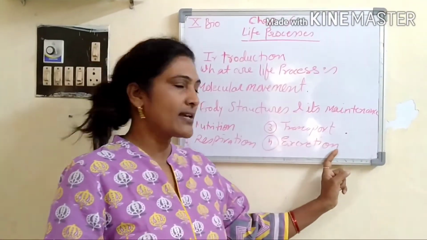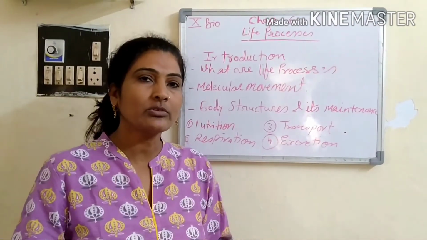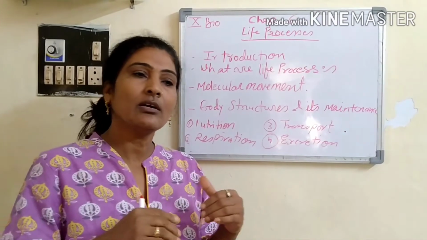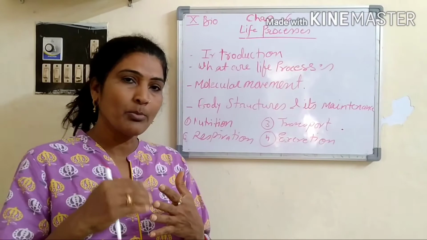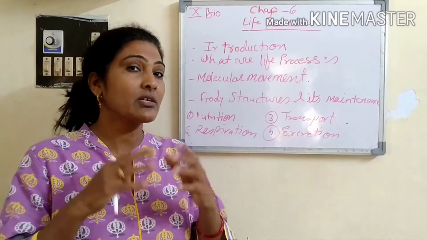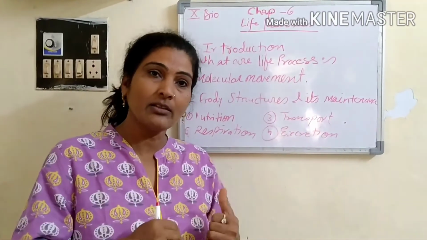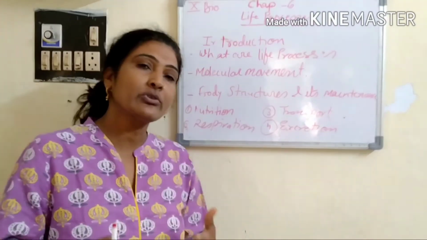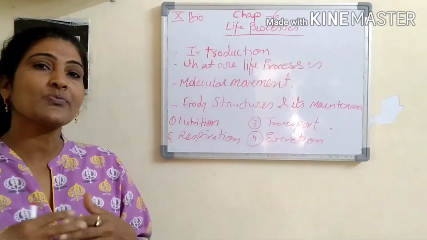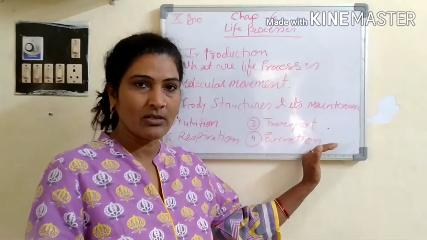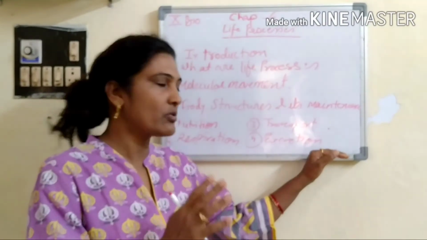The last process is excretion. During the biochemical reactions, some of the materials produced are important and will be utilized by the body, but some are not required by the body and are very harmful. If they are retained in the body, they will damage it, so they should be thrown out of the body, and the process responsible for this is excretion. By this process, all the waste produced in the body is thrown out of the body.